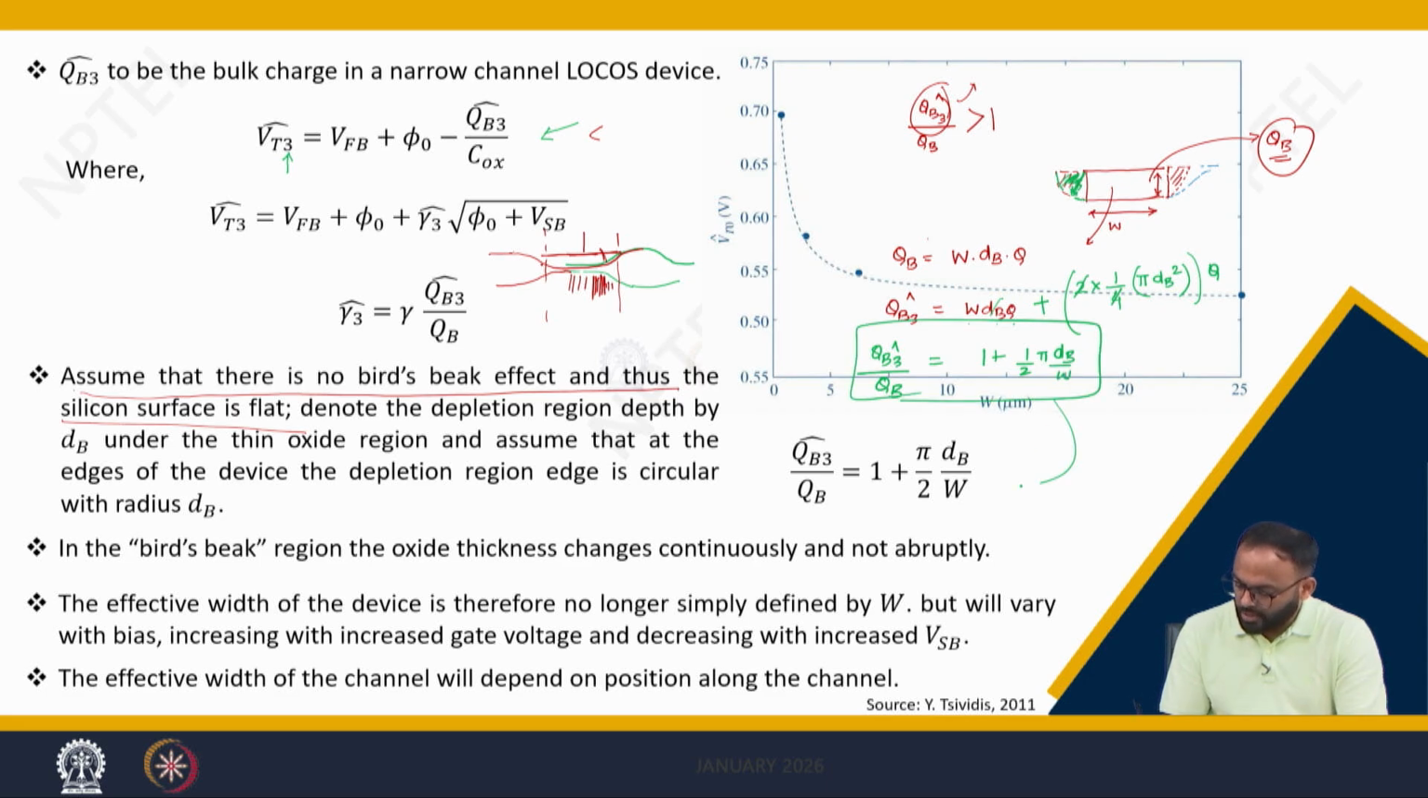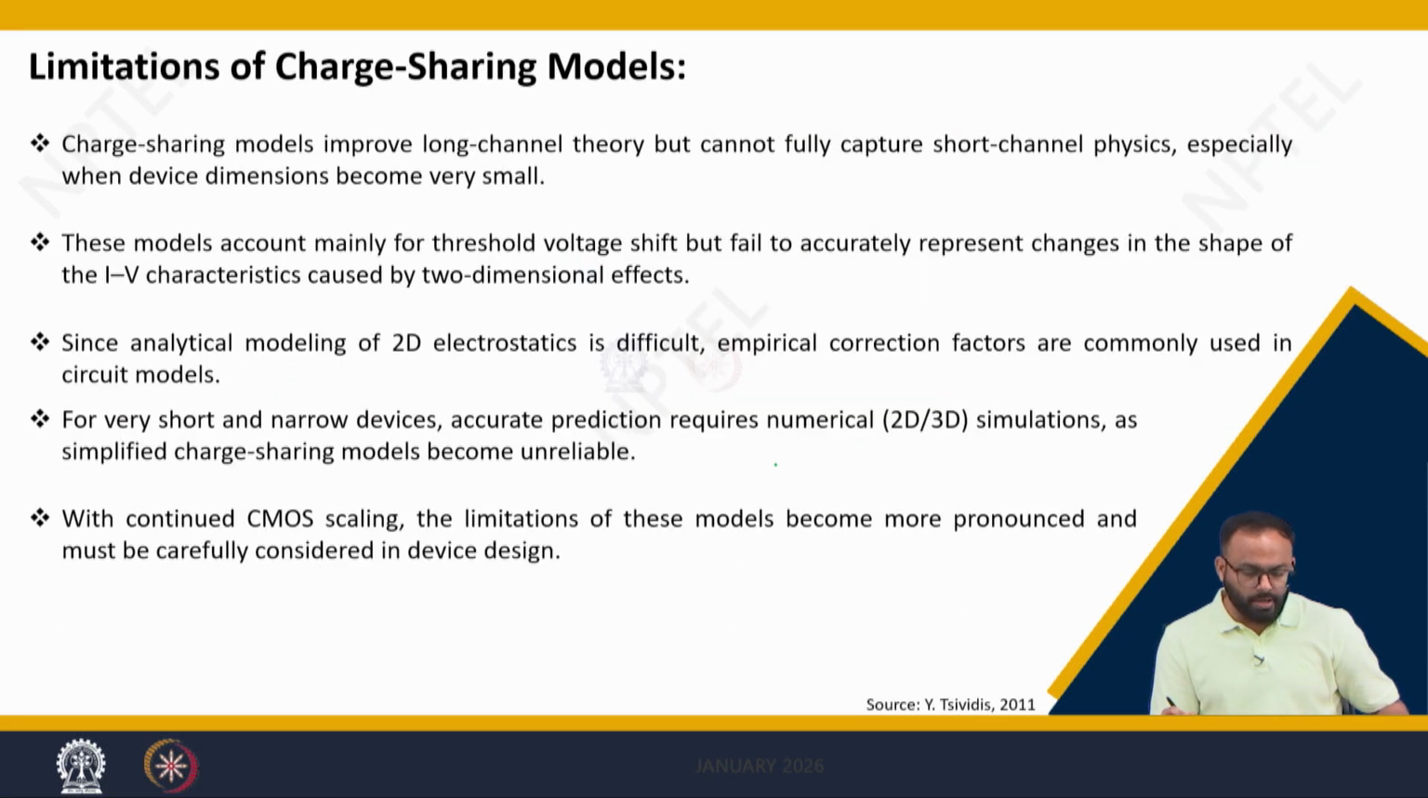That is what is written here. So ultimately your charge sharing effect in low-cost is also dependent on dB and width. If dB increases, or the depletion width increases, then your charge sharing effect increases and hence the threshold voltage changes. Similarly, if you reduce the width, then the charge sharing effect will become more severe. Now we will see what are the possible limitations of charge sharing models.